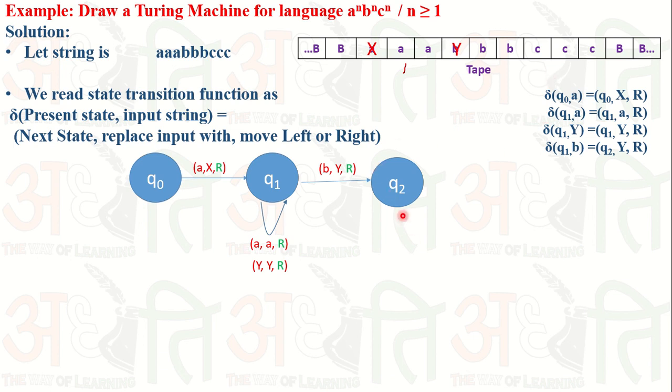So now we are at state Q naught. So what we did, we simply move to the C. For going to the C, we have to escape B.